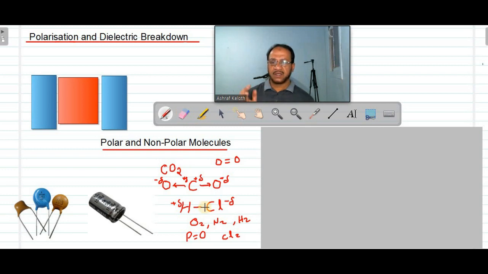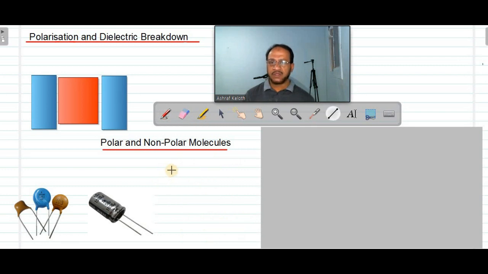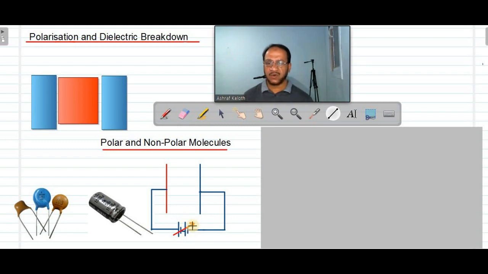We can make a non-polar molecule into a polar molecule by inducing some polarity, or polarization. See how it is possible. Suppose we have two metallic plates here. This is one metallic plate, say it is positively charged. This is another one, negatively charged. Suppose this potential is variable. This arrow sign shows that we can change the potential. We can increase or decrease the voltage.